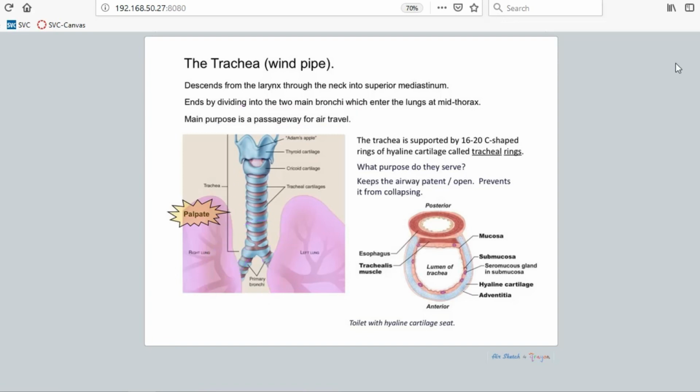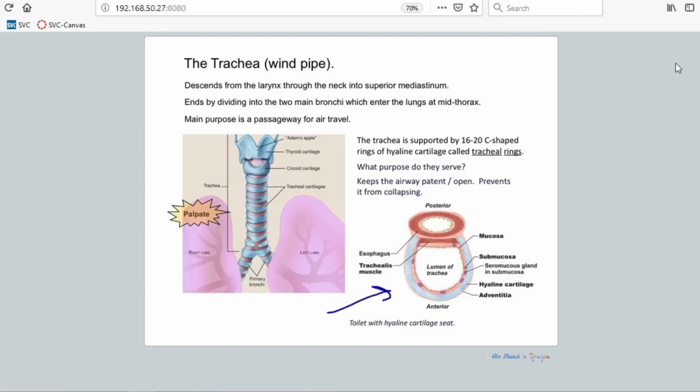Now, what you might notice here is that the trachea is supported by these C-shaped rings of hyaline cartilage, and we call these tracheal rings. There are about 16 to 20 of these C-shaped rings. What purpose do they serve? Why do we have them there? As you can imagine, it keeps an open airway. It keeps it patent. It prevents it from collapsing.